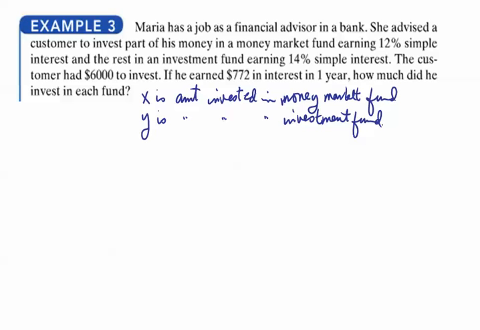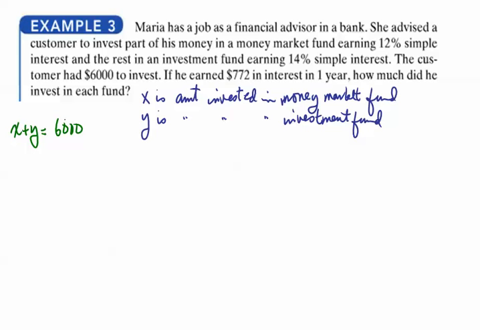One thing we do know, she had $6,000 to invest. So X plus Y is equal to 6,000. The total amount invested in both accounts together was $6,000.